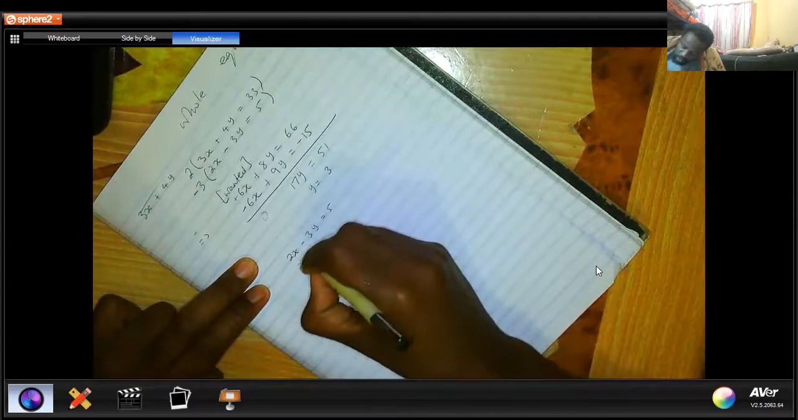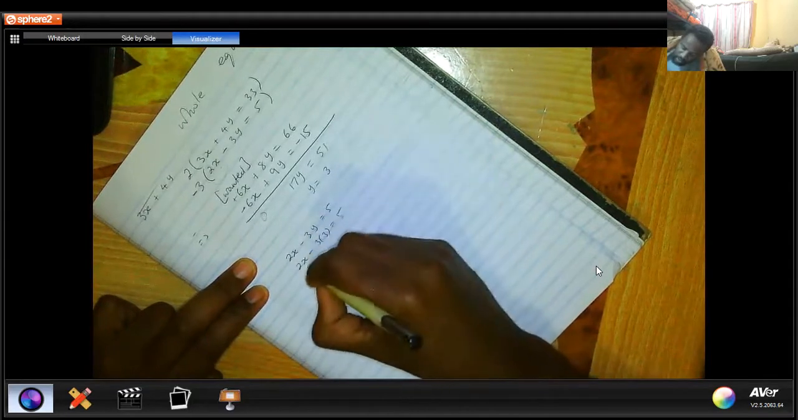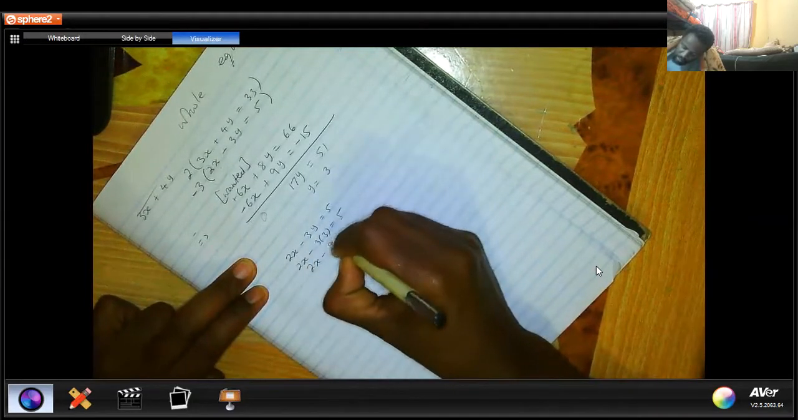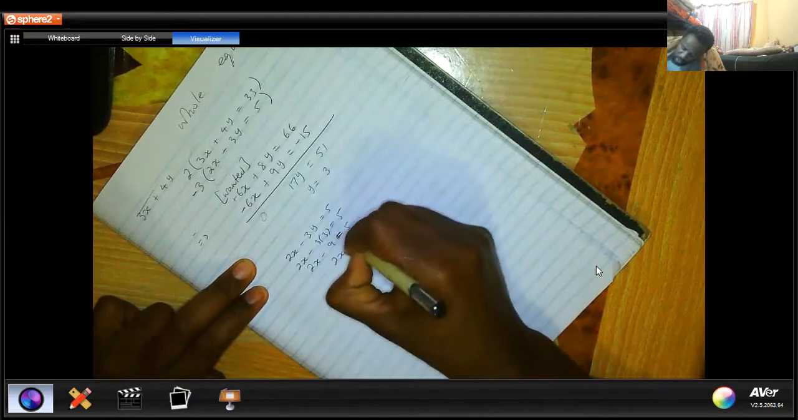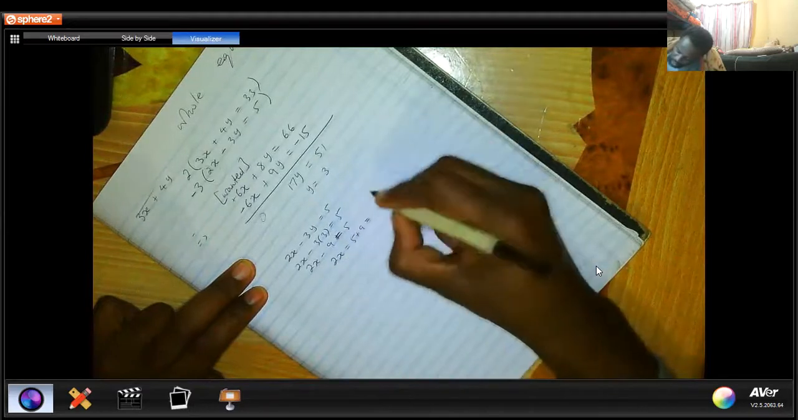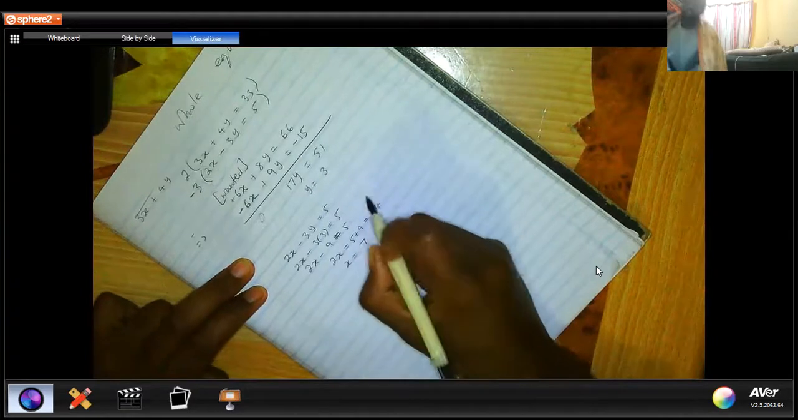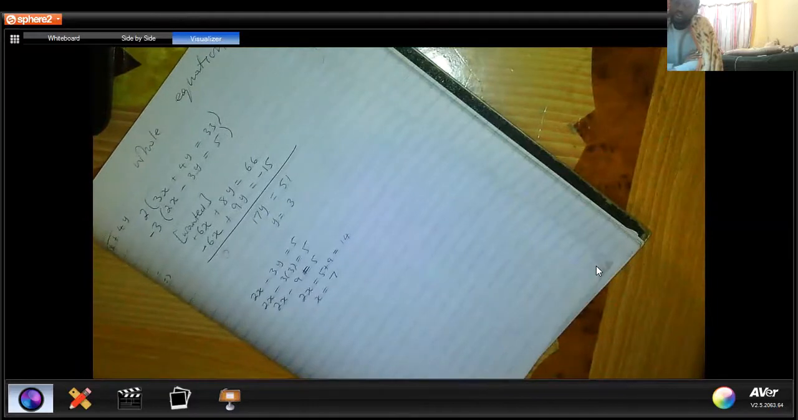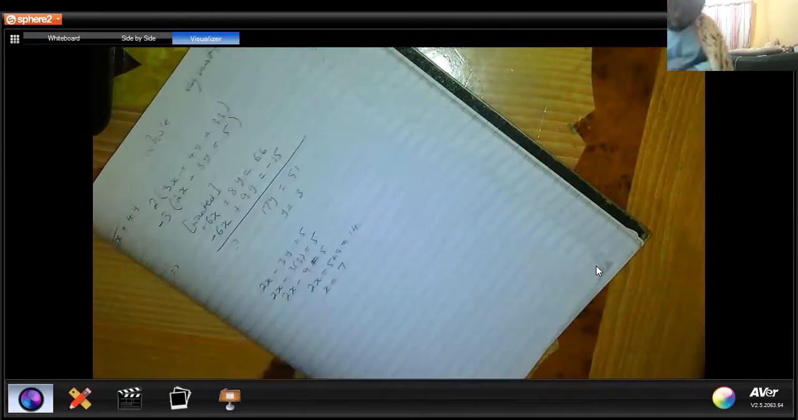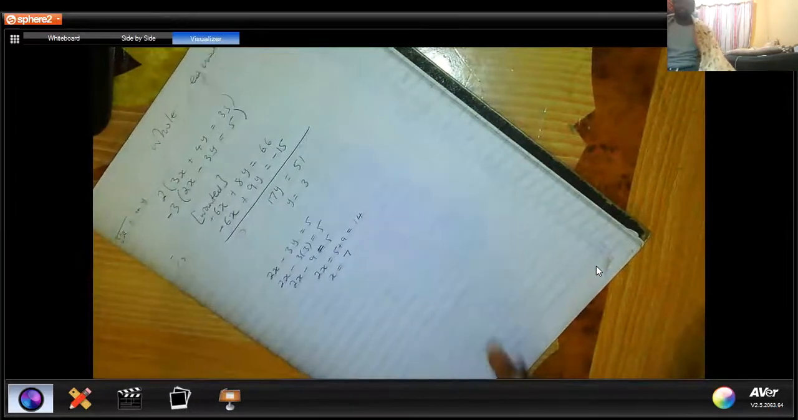So I have 2x minus 3 into 3 and 5. And I've got 2x minus 9 equal to 5, which means 2x is equal to 5 plus 9, which is going to be 14, which means x is equal to 7, which is the same 7 we found on our first solution. So any of the two equations will suffice.